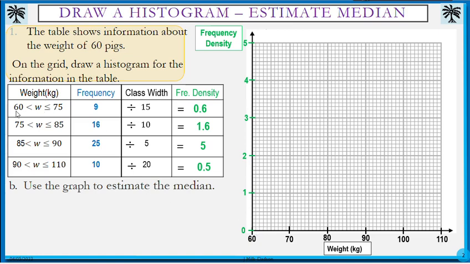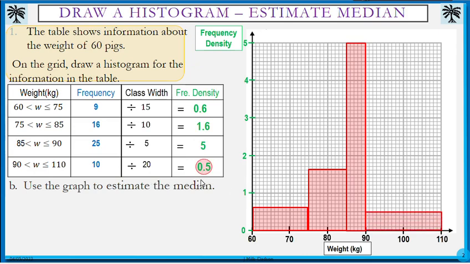So to draw the bars, the first bar is from 60 to 75. Raise that bar all the way to 0.6. The next bar is 75 to 85. Raise that bar to 1.6. The third bar, 85 to 90, goes all the way to 5. And the last bar is 90 to 110. Raise the bar to 0.5.